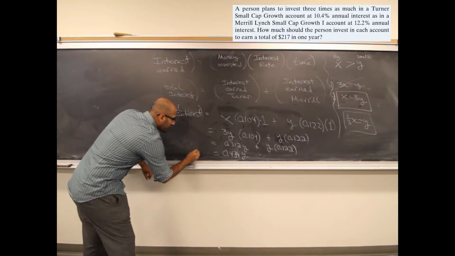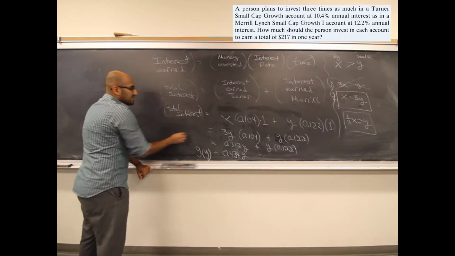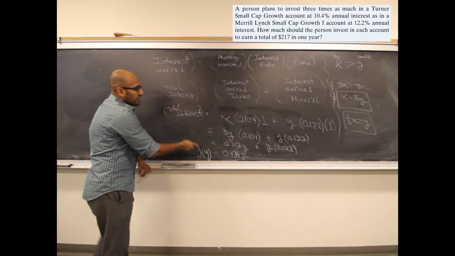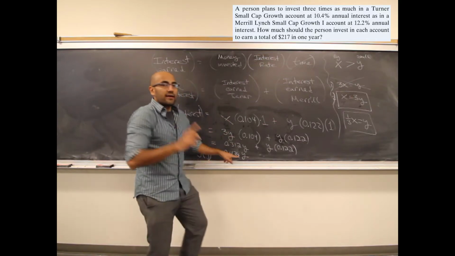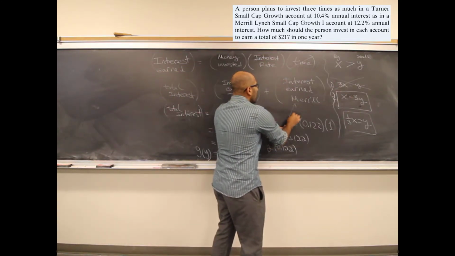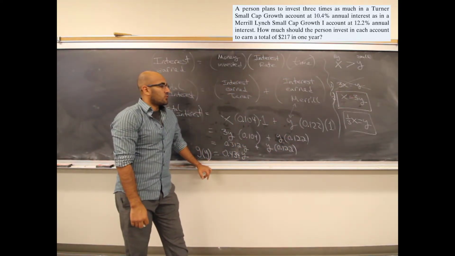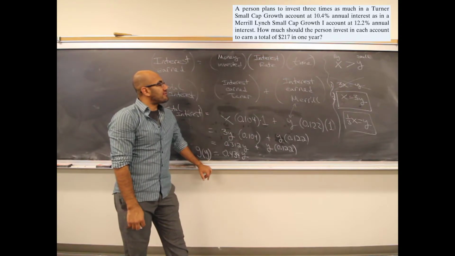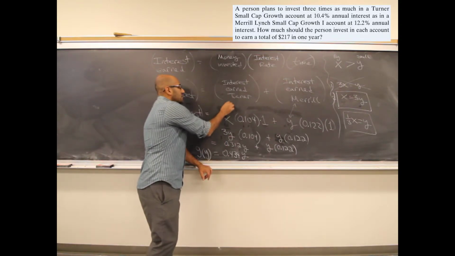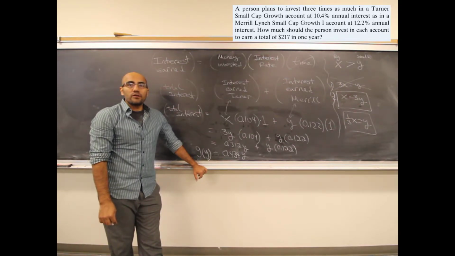Okay, so what I'm going to do is that this whole thing equals total interest. So I'm just going to define this as g of y, where g of y is equal to total interest. The total interest as a function of y, and keep in mind that y was equal to the amount of money we invest into Merrill. Good? Y is the amount of money we invest into Merrill, whereas x was the amount of money we invest into Turner. Good? Questions?